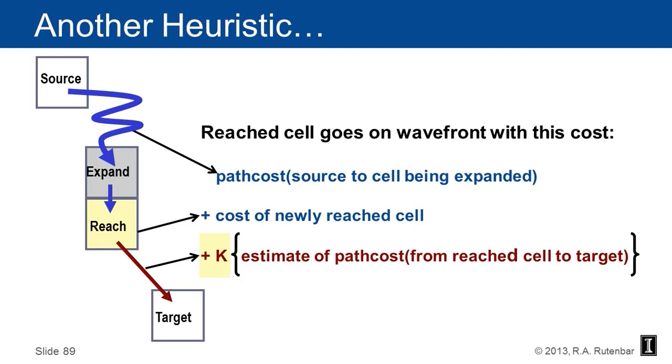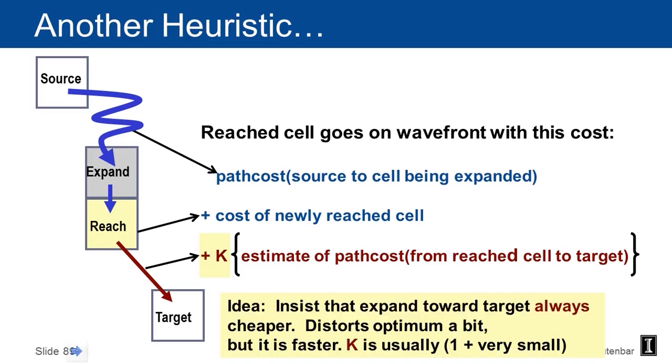Here's just a tweak. The reached cell goes on the wavefront with this cost: the path cost of the cell being expanded, plus the cost of the newly reached cell being added in, plus an estimate of the path cost from the reached cell to the target multiplied by a constant. That's what the big K with the yellow is. What is that? The idea is that we insist that the expansion toward the target is always cheaper. So we put a little bit of extra factor in there that makes the distance to the target hurt more in this cost index.